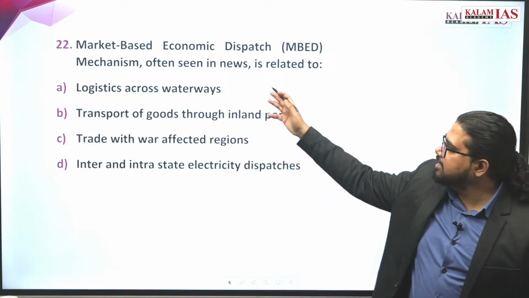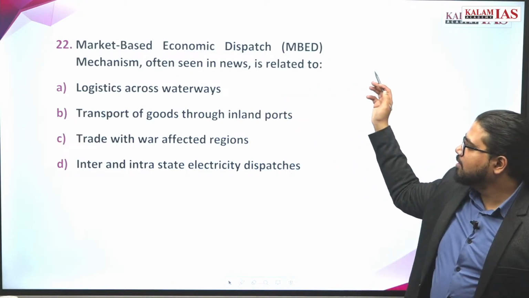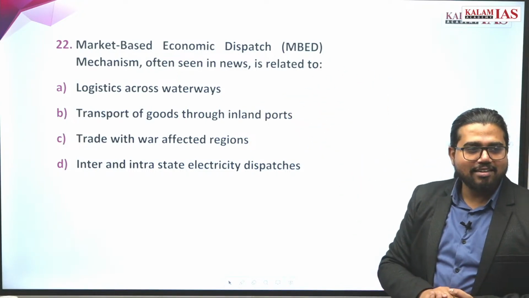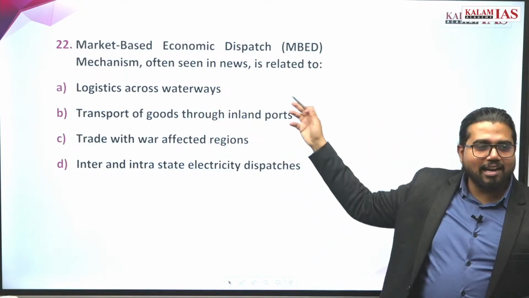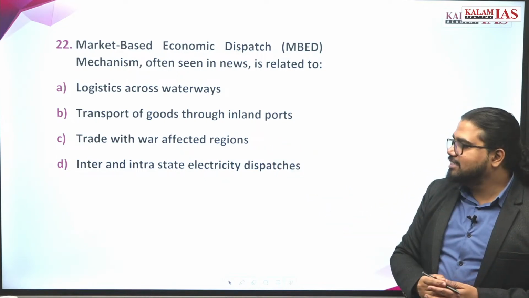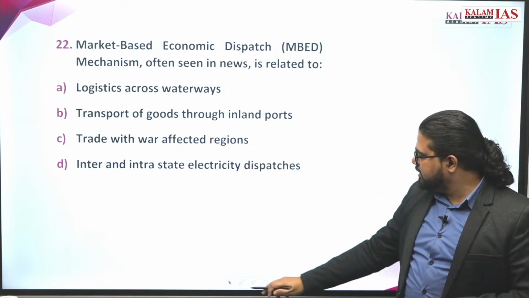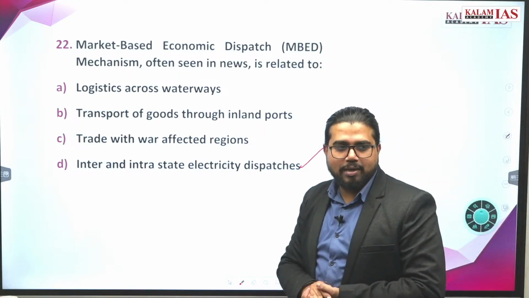Okay, what is it? Market based economic dispatch system, a mechanism often seen in the news. All the options are also tempting. Market dispatch could be logistics, goods through inland ports, outland ports, trade war affected regions. Which is the answer? D, inter and intrastate electricity dispatches.